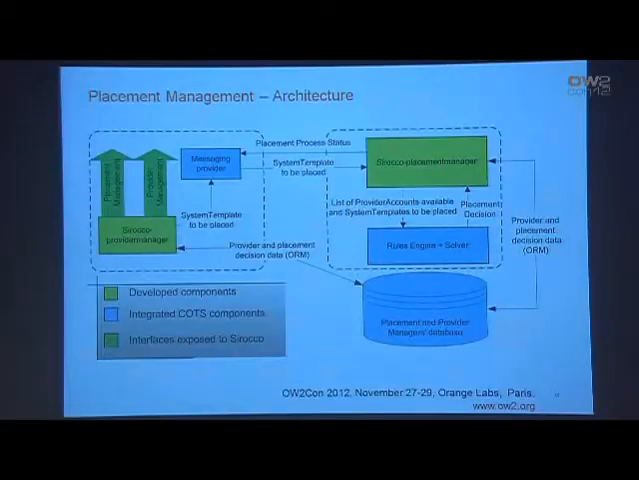Therefore, we designed this architecture. Without going into many details, on the left-hand side we have the provider manager, which is the part that's dealing with data regarding the offers that we can choose from. And the right-hand side is the actual decision-making framework with a rules engine and a solver that makes the decision based on some constraints and policies.